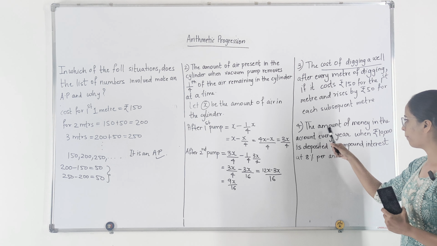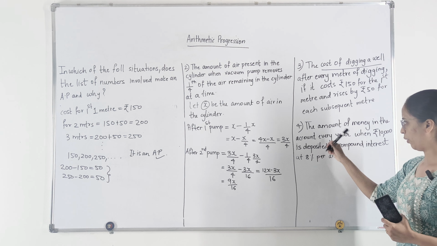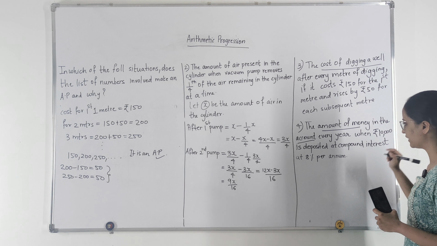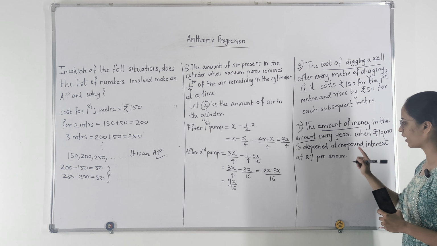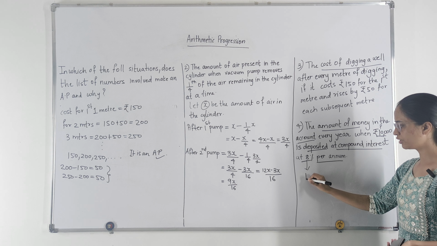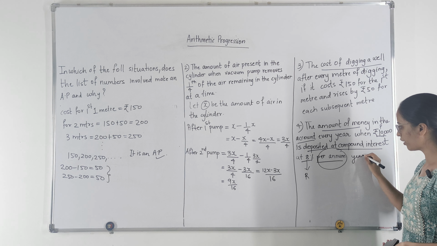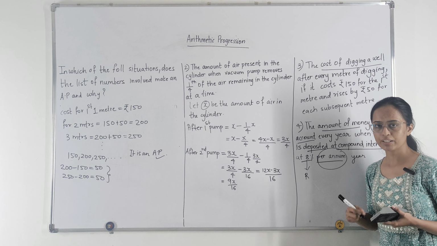It says that the amount of money in the account every year when rupees 10,000 is deposited at a compound interest of 8% per annum. Now here rupees 10,000 is your principal amount because this has been deposited by you in the bank. The interest that the bank is giving to you is 8%. So this is your rate of interest, and per annum means per year you are getting the rate of interest to be 8%.